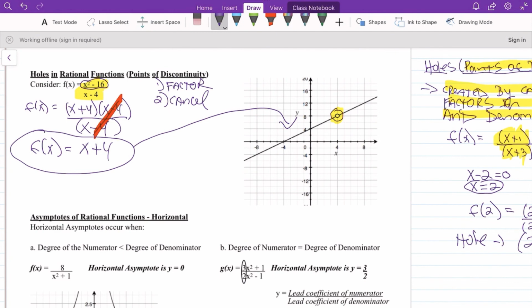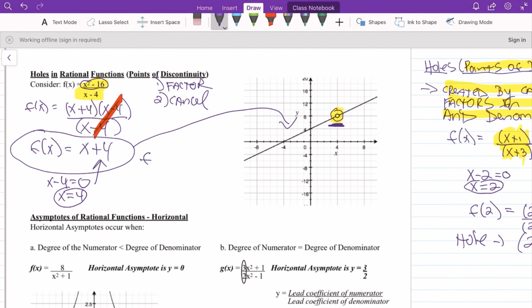So now how do you find the actual hole that we created over here? All we're going to do is take your factor, so we have x minus 4, set that equal to 0, and solve for x. The x coordinate of the hole is going to be 4, and then all you're going to do is substitute the 4 in the reduced polynomial right here.